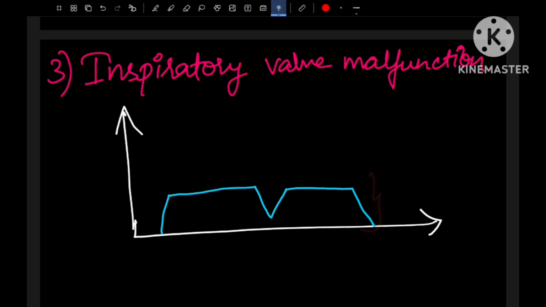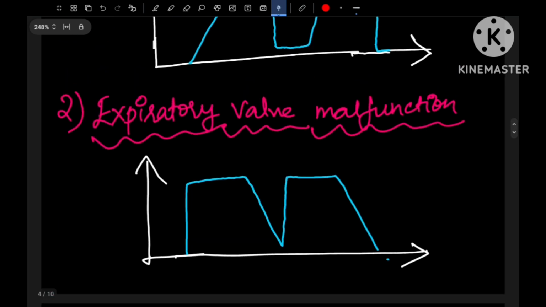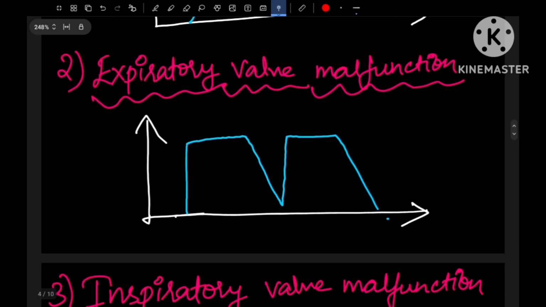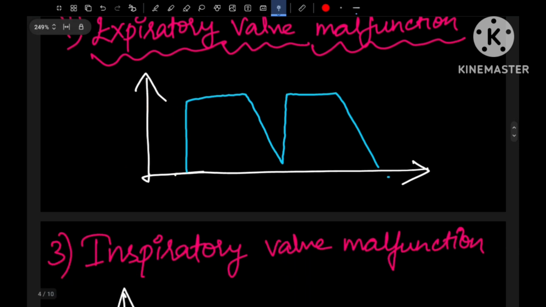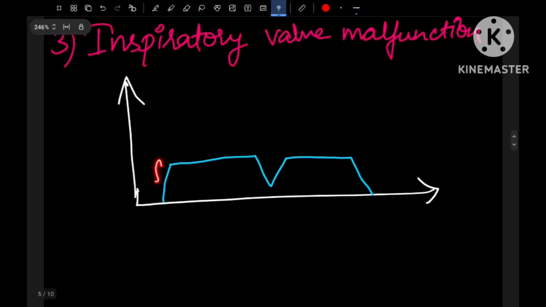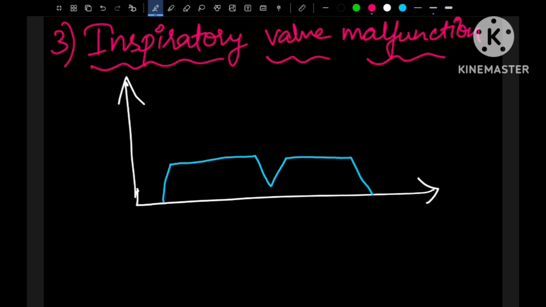See, you can see it here clearly. In expiratory valve malfunction, the expired carbon dioxide level is significant, right? But here we see that it is less compared to that, right? Let's underline it. Okay, next.